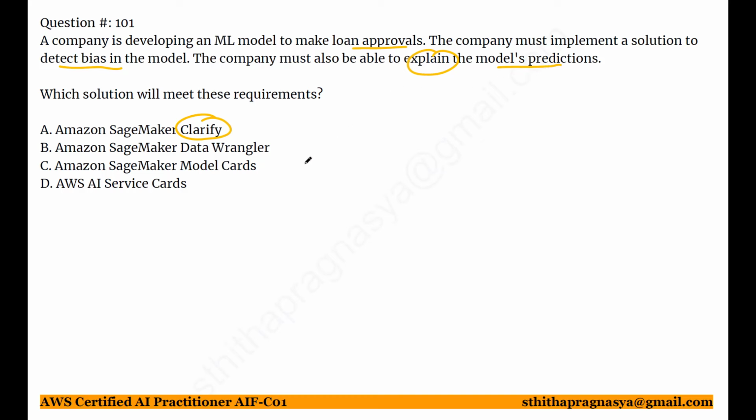SageMaker Clarify is specifically designed to help identify bias during data preparation, training, and inference stages of ML models. It also provides tools for model explainability, such as feature attribution, which helps explain how each feature impacts the model's predictions. This directly aligns with the requirements to detect bias and explain predictions. So this is the right answer, as SageMaker Clarify addresses both bias detection and explainability effectively.